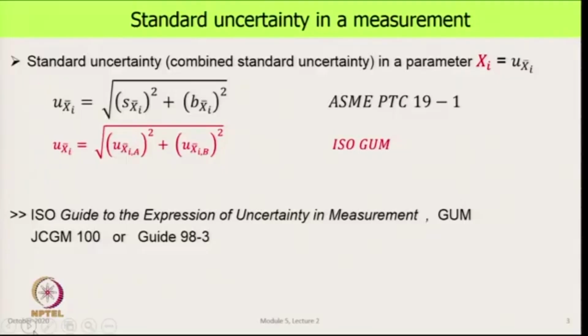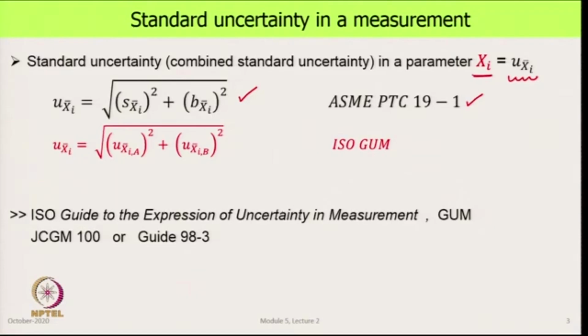In the previous lecture, we saw the full detailed method for calculating the standard uncertainty in a parameter or a measurement xi, which is given by the symbol u(xi), and we followed this first relation. This was as per ASME PTC 19.1, and we said that we need some readings and some information, and from that combination we can estimate the uncertainty in the measurement.